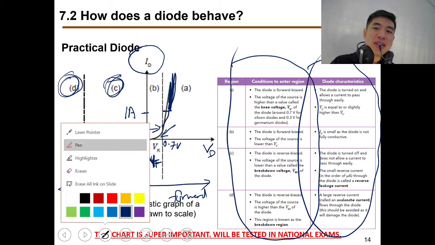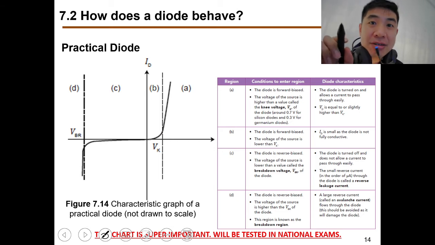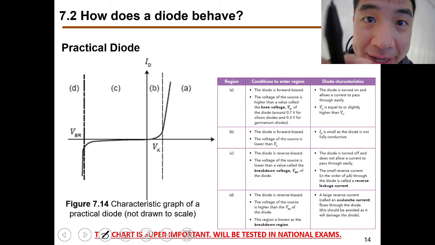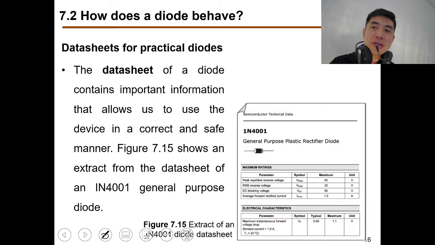Let me erase everything again. This one must revise. Must revise this part here. Look at this, it says here this chart is super important. It will be tested in the national exam. Super important. Remember to do it.